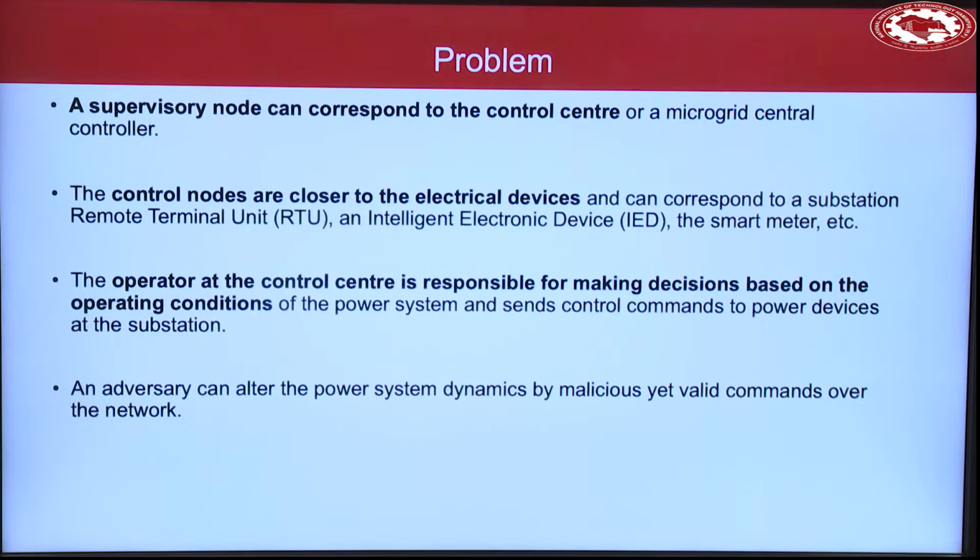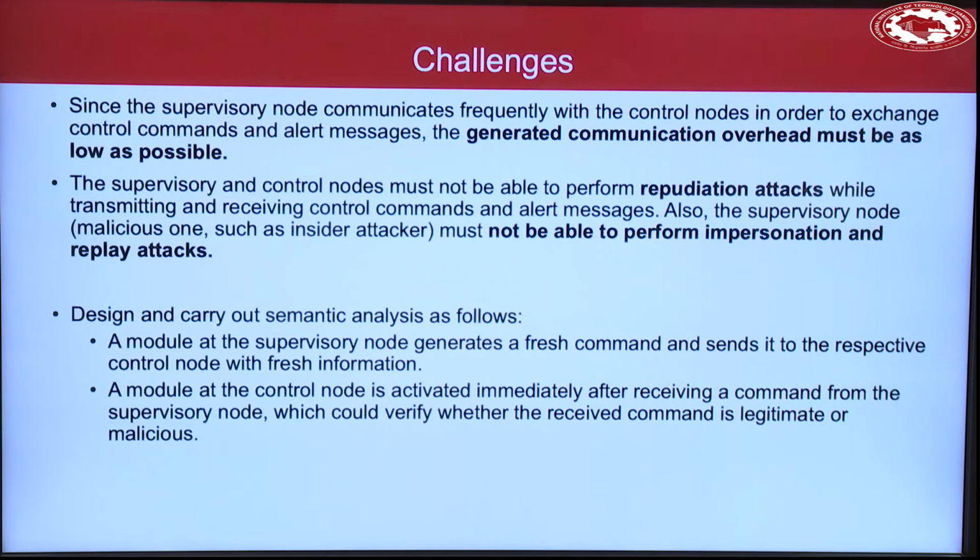So we are assuming here there's an adversary that can alter the power system dynamics by maliciously but yet valid commands over the network. Someone can send a command to open or detach a generator that might have a consequence on the real system. Again, whenever we develop this kind of thing, we need to ensure the overheads are as low as possible. We should be picking attacks that the system can defend against, for example, repudiation attack, impersonation attack, replay attacks, insider attacks. And we should design our system in such a way that, for example, a module at the supervisory node generates a fresh command and sends it to the respective control node with fresh information. So you need to check what the freshness is here.